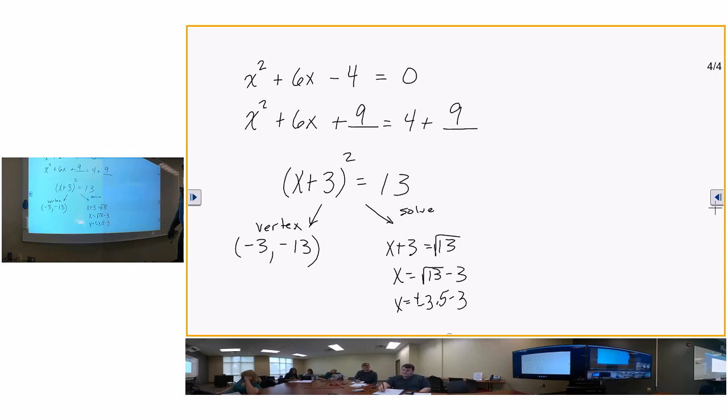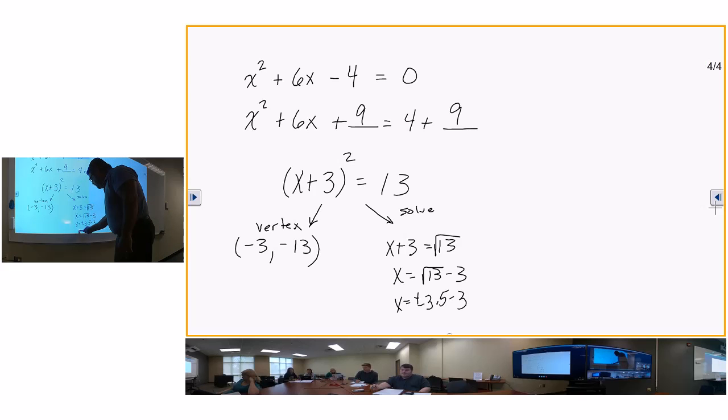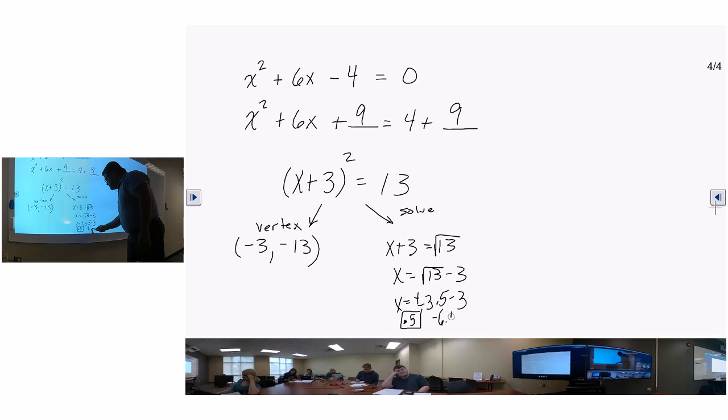So if you have $3.50 in your pocket and you pay for something that costs $3, what's left? 50 cents. So that's one x-intercept, 0.5. And the other: you owe $3.50, and you owe somebody else $3. You owe $6.50.